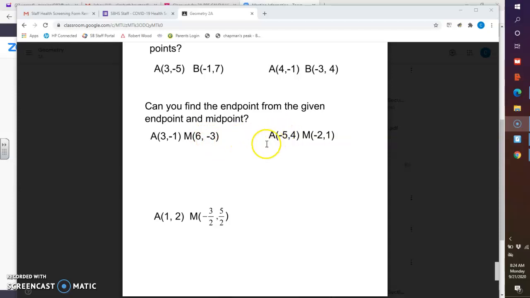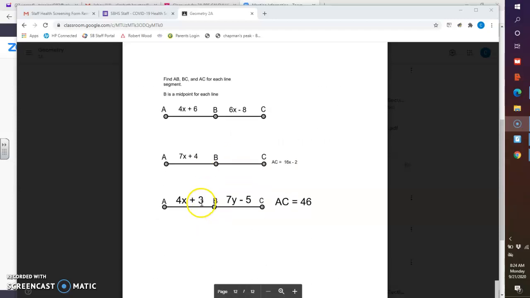I'll leave the last two for you to try, and obviously we will go over them in class as well. And then the last part, if you're given a midpoint, we can literally set each segment equal. If this is 7x plus 4, this is 7x plus 4. So we can double one segment and set it equal to the entire line. So this would become 14x plus 8 equals 16x minus 2.